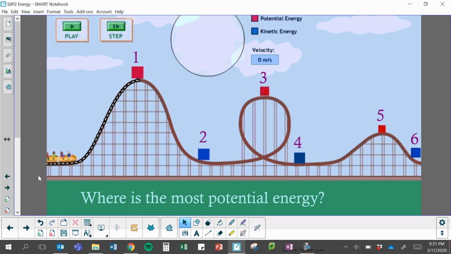Okay, so in this roller coaster, where is there the most potential energy? So take a second and try to answer it. Okay, so our most potential energy is going to be up here at number 1 because it has the largest height. And then our next height is going to be number 3, so that's going to have the second most potential energy. And then 5 will have the third most potential energy. And 2, 4, and 6 are kind of all tied for the least potential energy because they are the lowest height on the roller coaster.